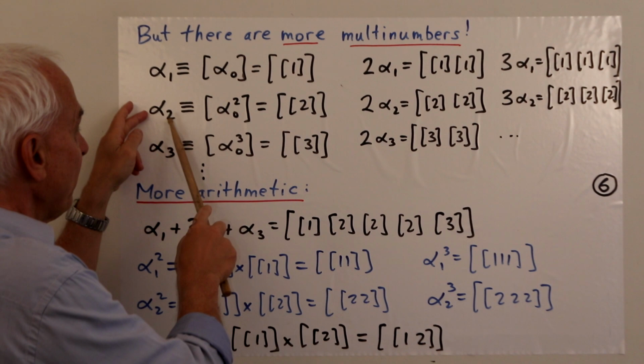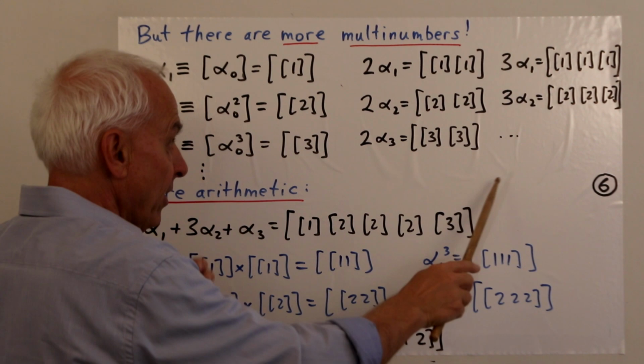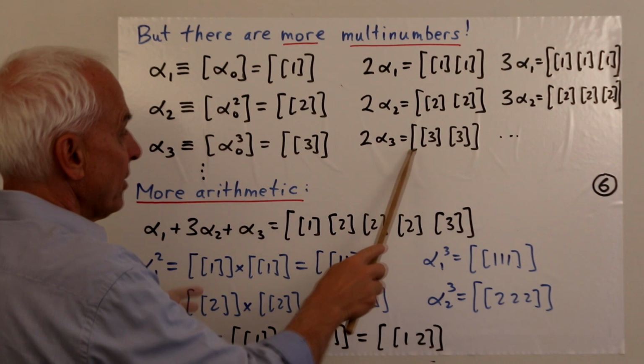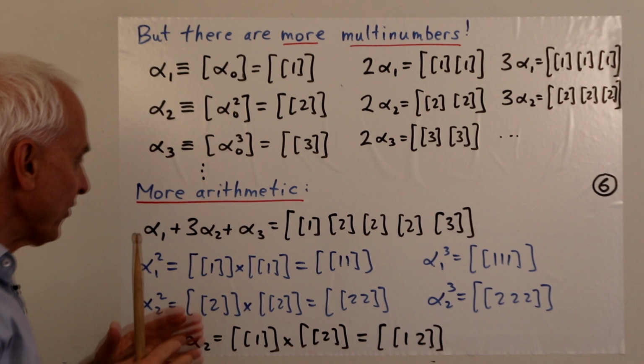If we look at 2 alpha 2, well, we have to add two of these things. We get mset with two copies of mset 2, mset 2. Here's 3 alpha 2. Two copies of alpha 3 will be mset, mset 3, mset 3. And so on. Okay, so we're enlarging our world here. So let's do some arithmetic with these things just to get used to things, all right? So just some basic linear arithmetic.